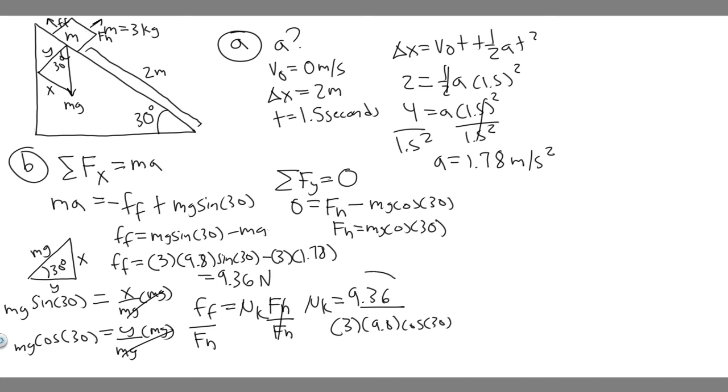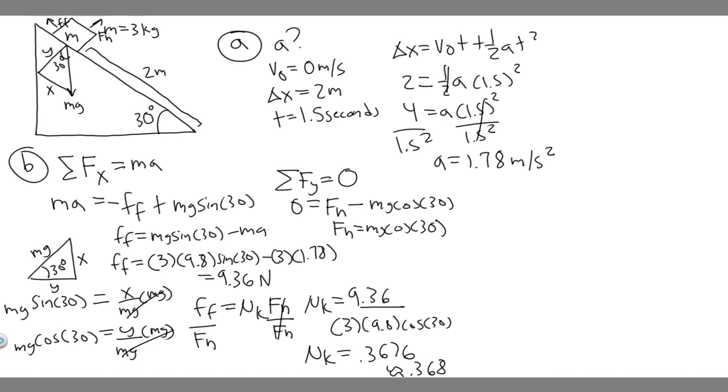So do 9.36 divided by 3 times 9.8 times the cosine of 30. And when you do this, you're going to get mu sub k, which is 0.3676, and I'm going to round to 0.368. You can round however you want, but generally you just want to go 3 places. So 0.368, and then keep in mind coefficient, right?